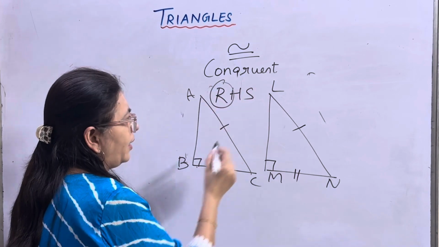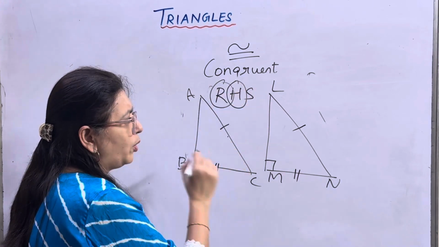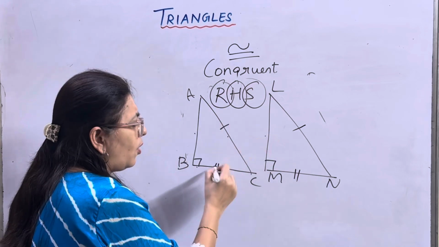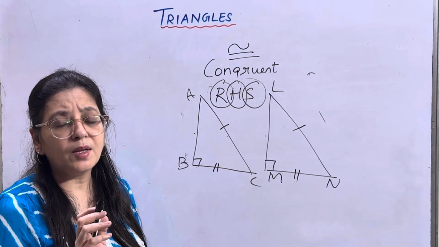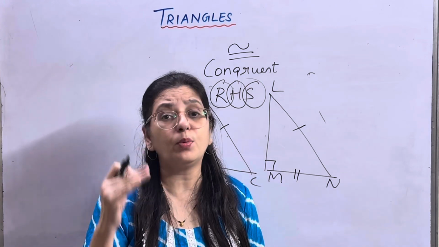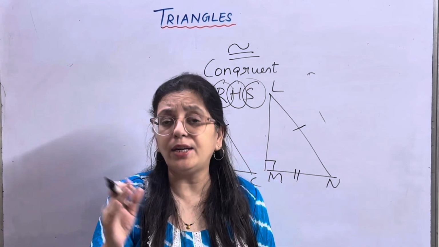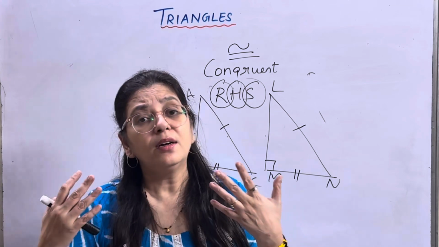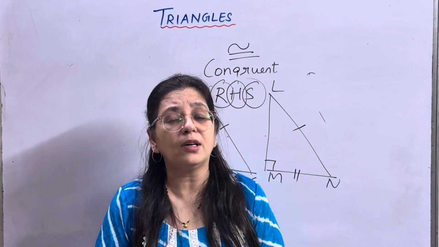How do you know? R is for right angle, H is for hypotenuse, S is for side. Any side, it can be this or it can be this. It doesn't matter. So whenever there is a right angle triangle, first try to figure out whether the hypotenuse is the same and any of the other sides are equal. So there are four tests by which you can conclude that these two triangles are congruent.